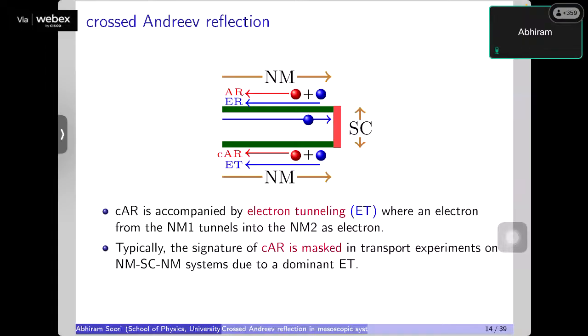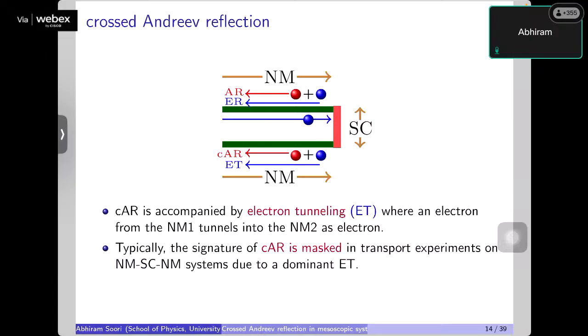Okay, so there is a problem with cross-Andreev reflection when it comes to experiment. That is because there is a competing phenomenon for cross-Andreev reflection, which is electron tunneling. You send an electron from one normal metal, and it can tunnel through the superconductor and end up on the other normal metal as an electron itself. And the currents carried by electron tunneling and cross-Andreev reflection are exactly opposite in sign because one is an electron and the other is a hole.